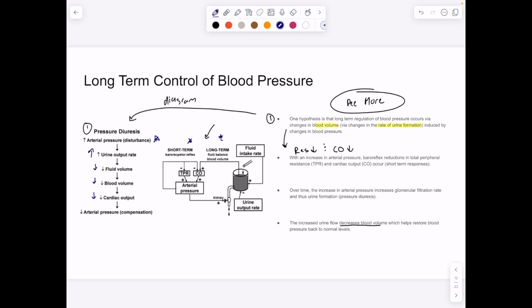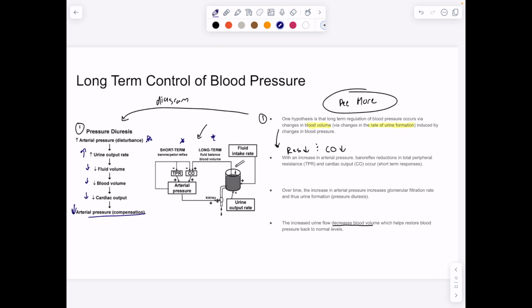If blood volume is decreased, your cardiac output is going to be decreased, and your arterial pressure is going to go back to roughly normal levels. So for long-term control, the thought is you pee a lot more.